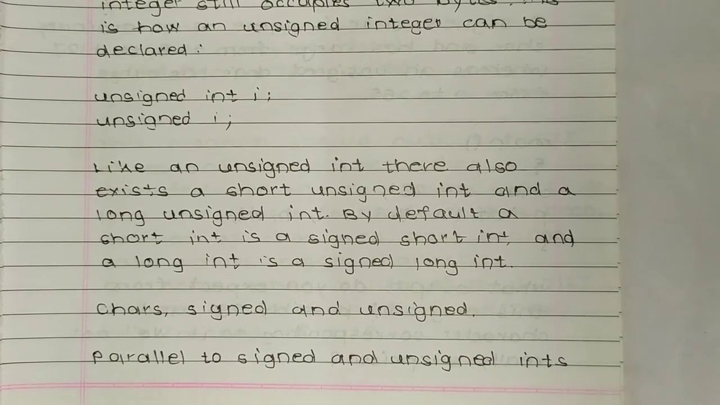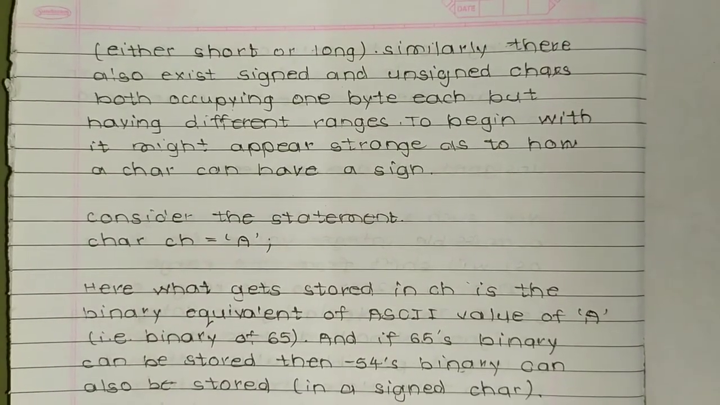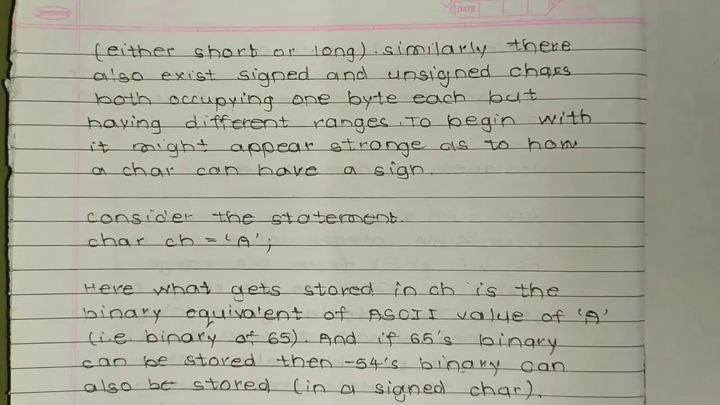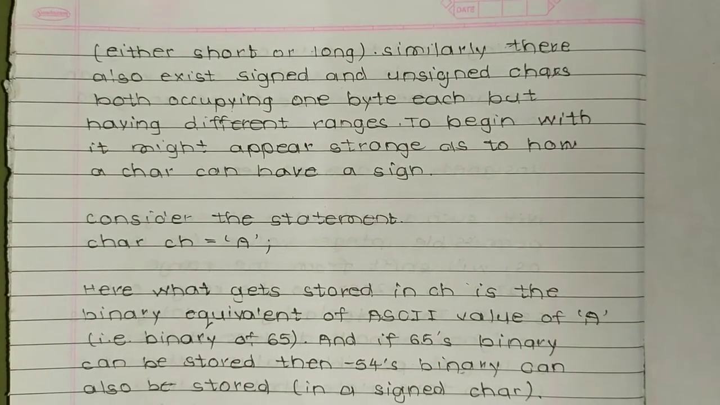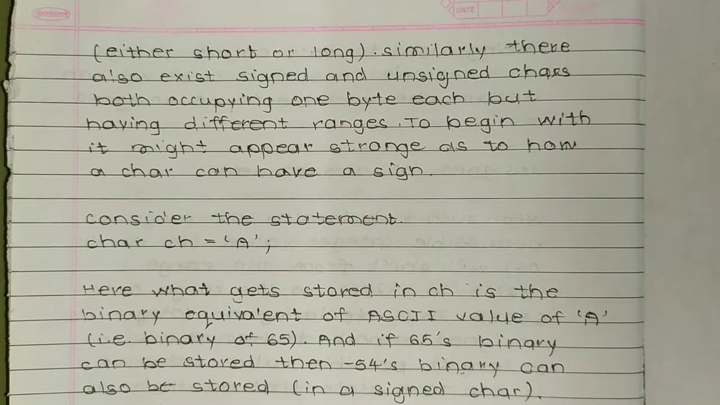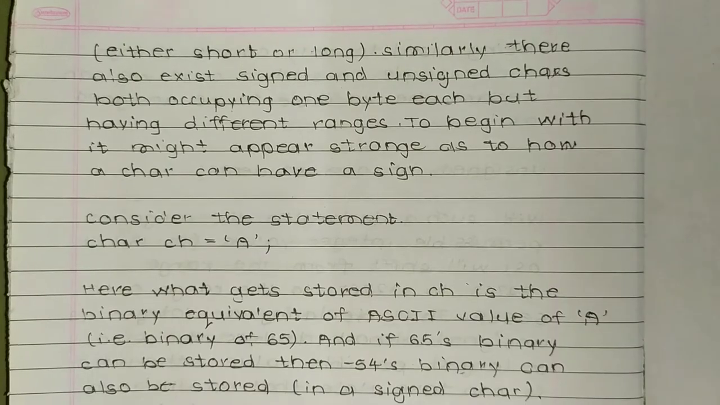Chars signed and unsigned, parallel to signed and unsigned integers, either short or long. Similarly, there also exist signed and unsigned chars, both occupying 1 byte each but having different ranges. To begin with, it might appear strange how a char can have a sign.